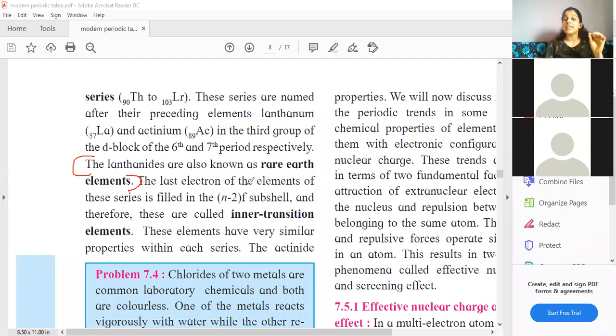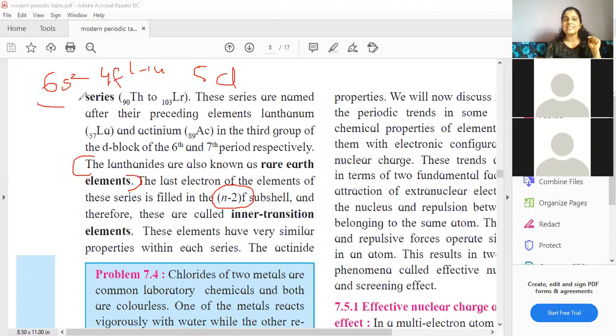What is written? The last electron of the elements of this series is filled in the n-2 f subshell. Students, if you have understood whatever I have explained till now, all the configuration, this point is very easy to understand. When you are in the 6th period, what happens? First 6s2 will be filled, then 4f will be filled from 1 to 14, and then 5d will be filled. You remember this, right? Your d is n-1, your f is n-2.